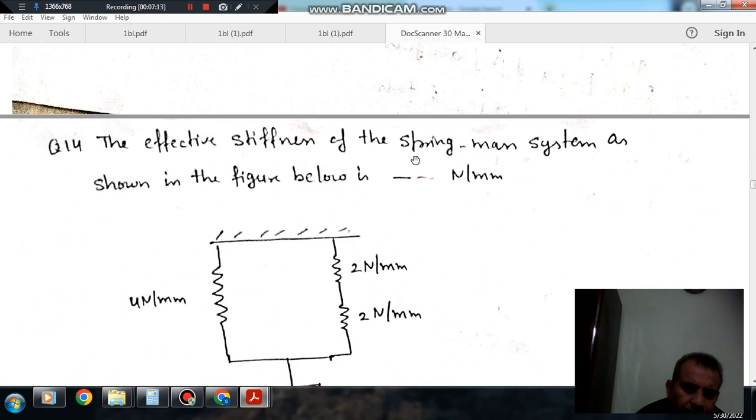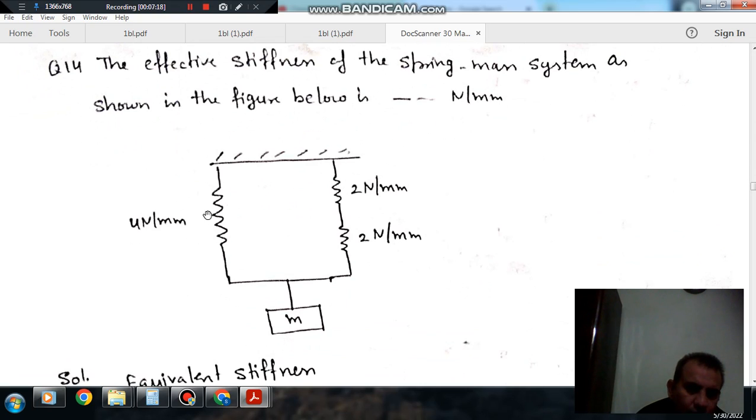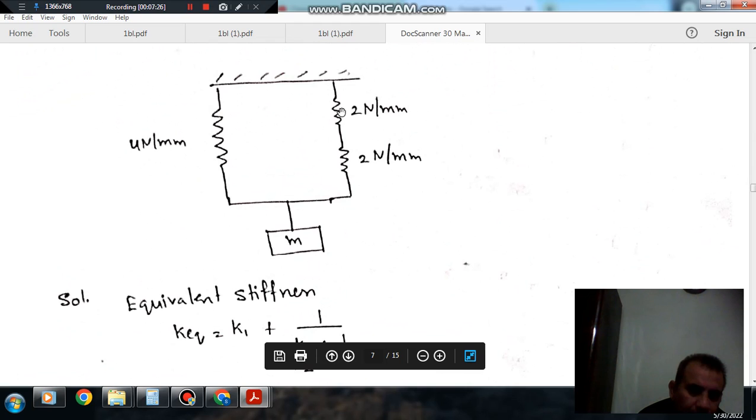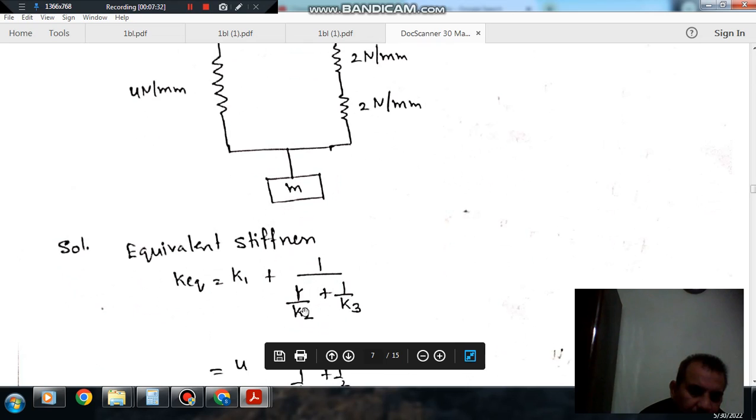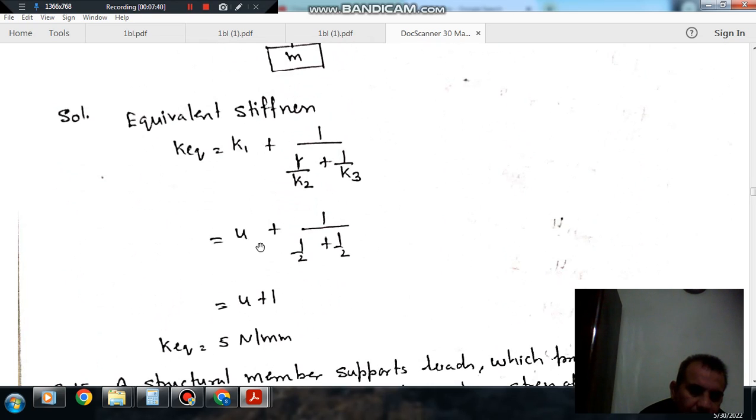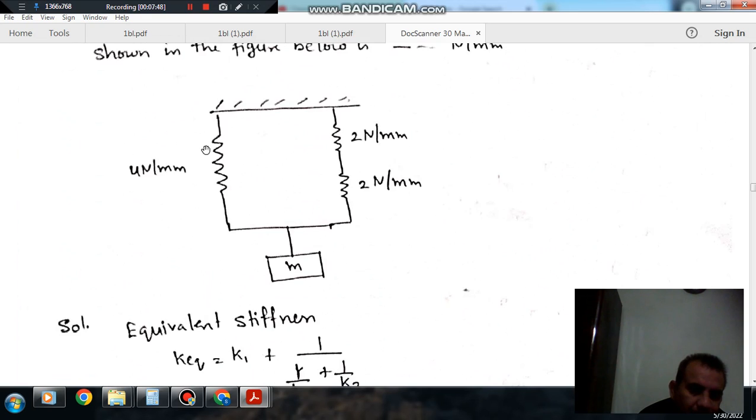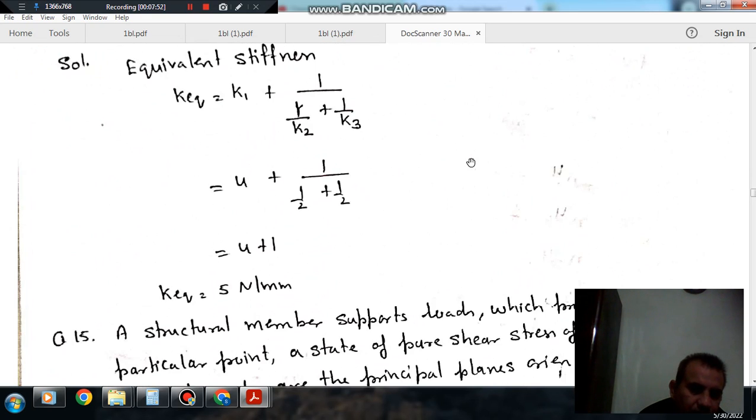the effective stiffness of the spring mass system as shown in the figure below. The springs are 4 newton per mm, 2 newton per mm, 2 newton per mm. These two springs are in series, so their equivalent stiffness is 1/k1 + 1/k2, and this is in parallel with the other spring. So total stiffness will be 4 plus 1 over (1/2 + 1/2), that is 4 + 1 = 5. So k equivalent is 5 newton per mm. Okay, so the answer is 5.